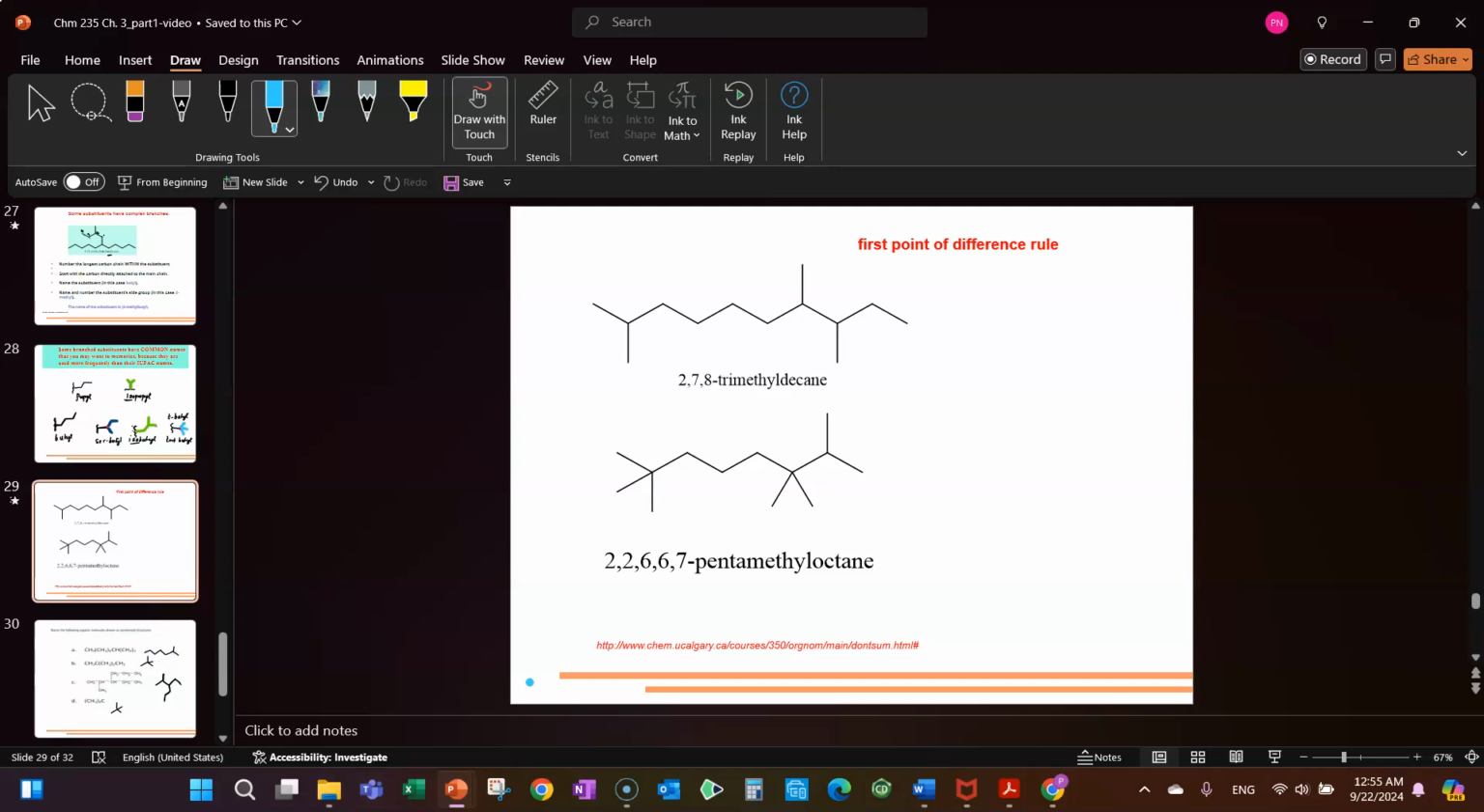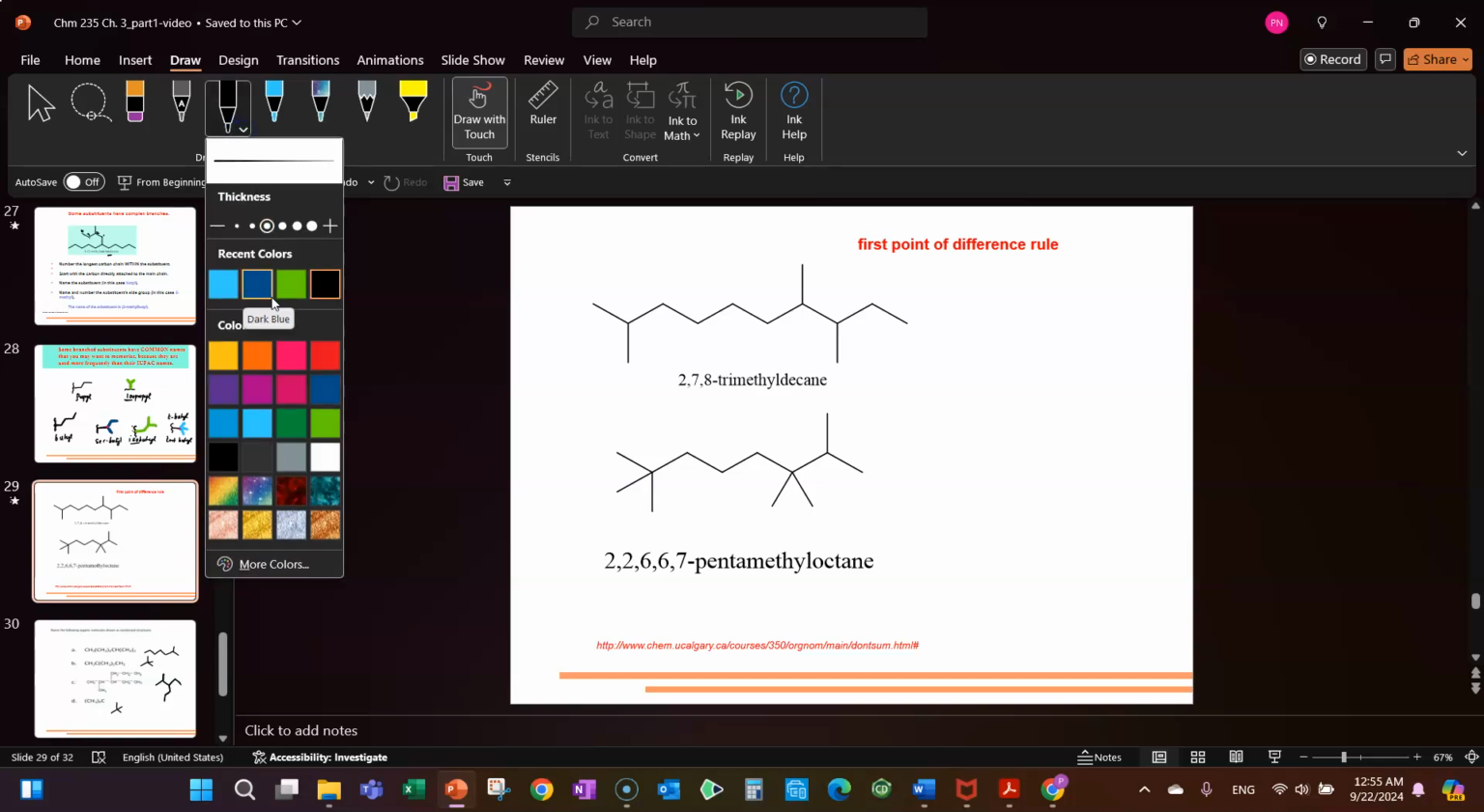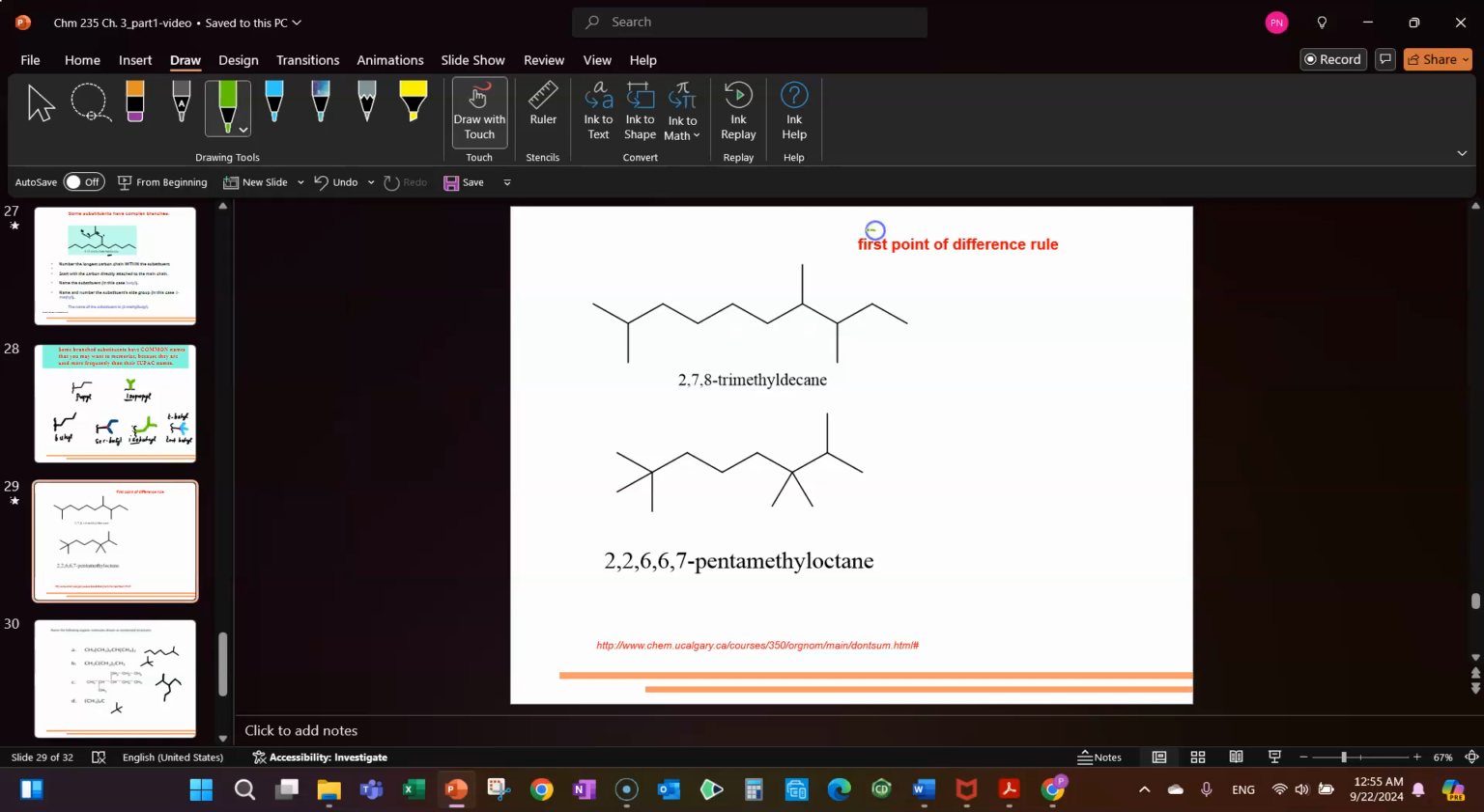This is a different one where we are trying to identify which one is the main chain here, okay, and then try to number them, right? So in this case, we call this the first point of difference rule. That means if you look at the chain, this is a 1, 2, 3, 4, 5, 6, 7, 8, 9, 10 carbon atom chain, which is my longest chain. Now, which side will you start numbering from? Okay, so always number from that side which will give you the first point of difference.